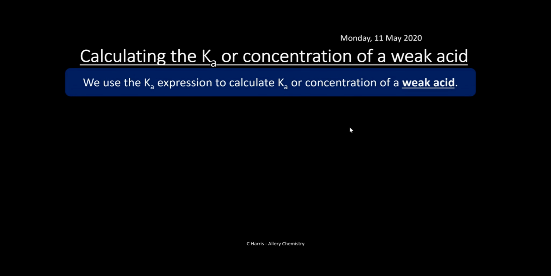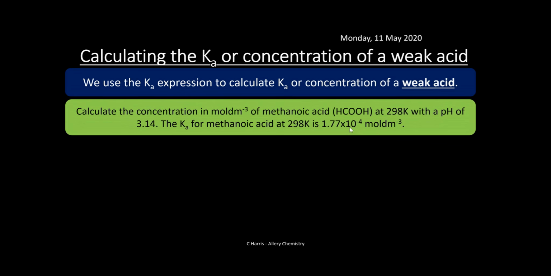Okay, so we can use the Ka expression to calculate Ka or the concentration of a weak acid. We can use it for both. So let's look at this example, which is to calculate the concentration of methanoic acid this time at 298 Kelvin. It has a pH of 3.14, so they've given us the pH, unlike the previous example where we had to work the pH out. The Ka for methanoic acid at 298 Kelvin is 1.77 times 10 to the minus 4.